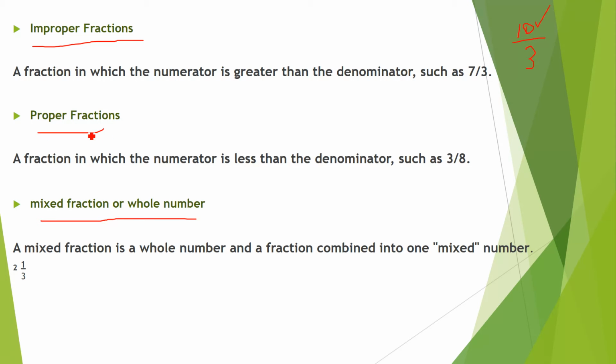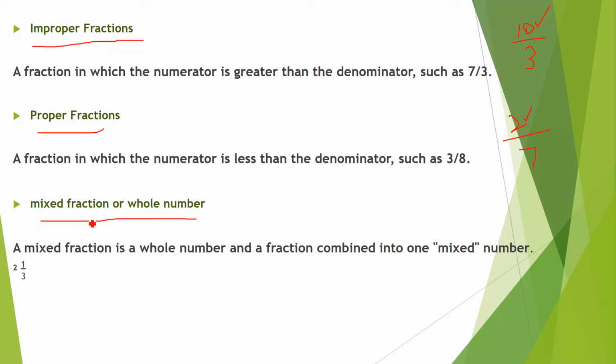The second one is the proper fraction, and this is the inverse of the improper fraction. It means the fraction in which the numerator is less than the denominator, such as 3 over 8, or I can write, suppose, 2 over 7. If the numerator is less than or smaller than the denominator, then it is called a proper fraction.